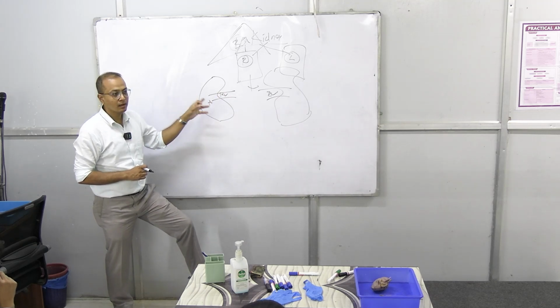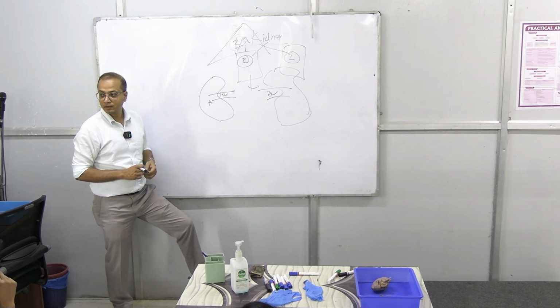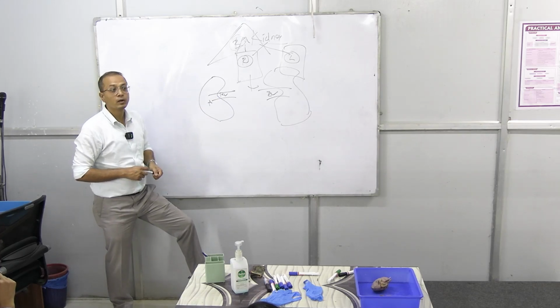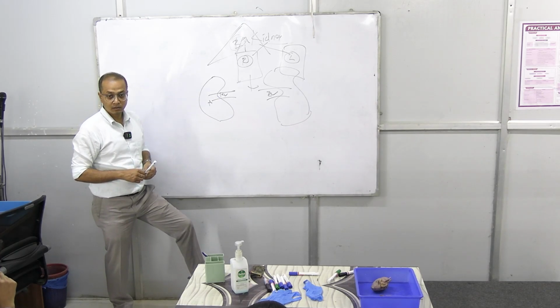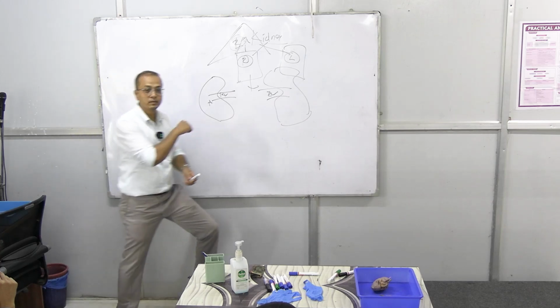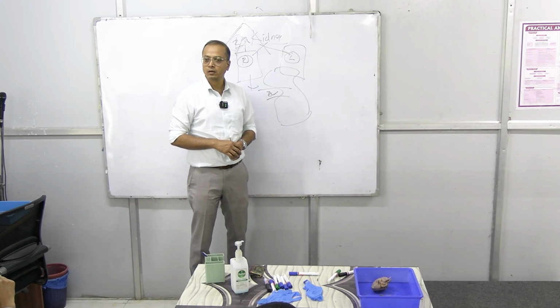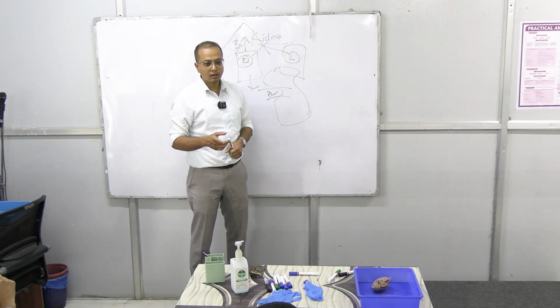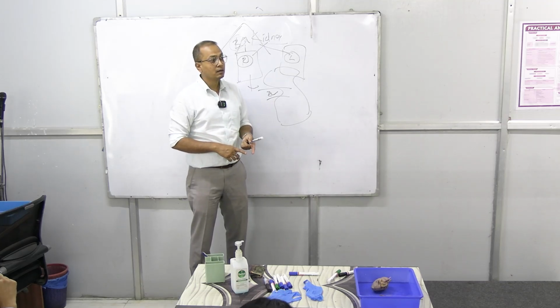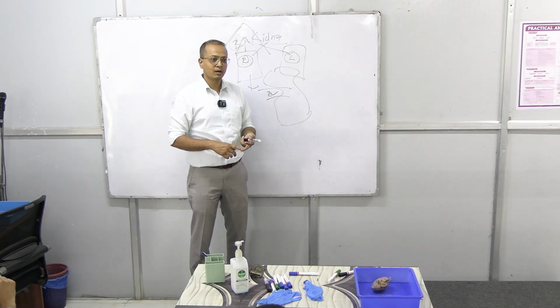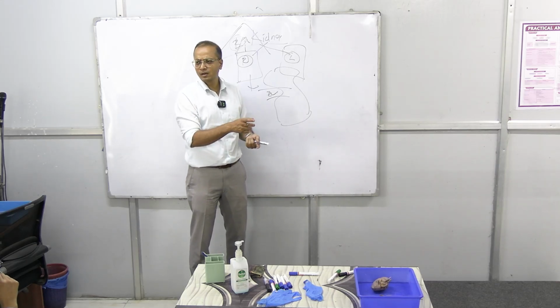Okay, what's the arterial supply to the kidney? Renal artery. How many of them are there? What are they called? Where is this artery coming from? Abdominal aorta only? Any other idea? Inferior mesenteric artery, superior mesenteric artery, only abdominal aorta, thoracic aorta, arch of aorta.